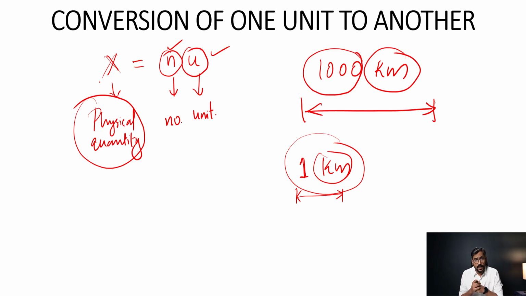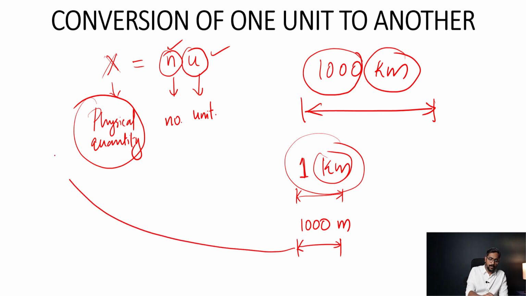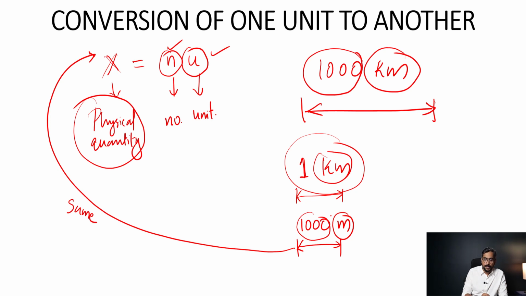The same way, if instead of saying 1 kilometer, I am saying 1,000 meters, will there be any change? No, there won't be any change. It will be the same. You all know that 1,000 meters is equal to 1 kilometer. That means the physical quantity is the same. Here also the physical quantity is the same, but the number has changed to 1,000 and the unit has changed to meter, even though both physical quantities are the same.